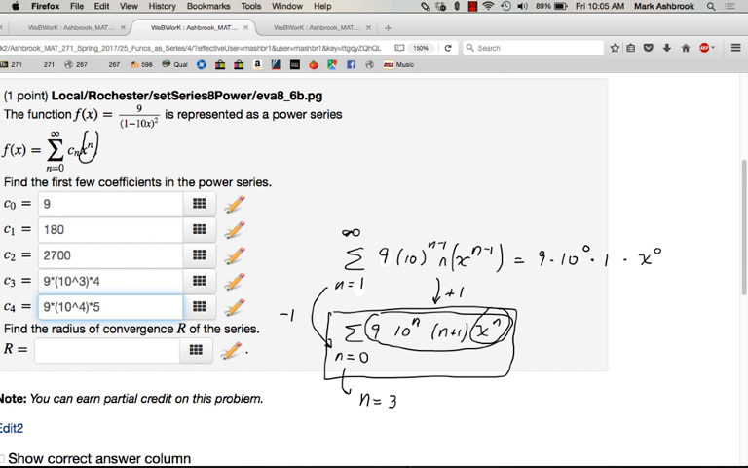Anybody have a question on that? Shifting the index is an important technique. In this case, it was helpful to get these coefficients because by shifting the index, I had x to the n in my formula, which makes coming up with these coefficients a little easier. Ask me if you're not sure. Yes, please.